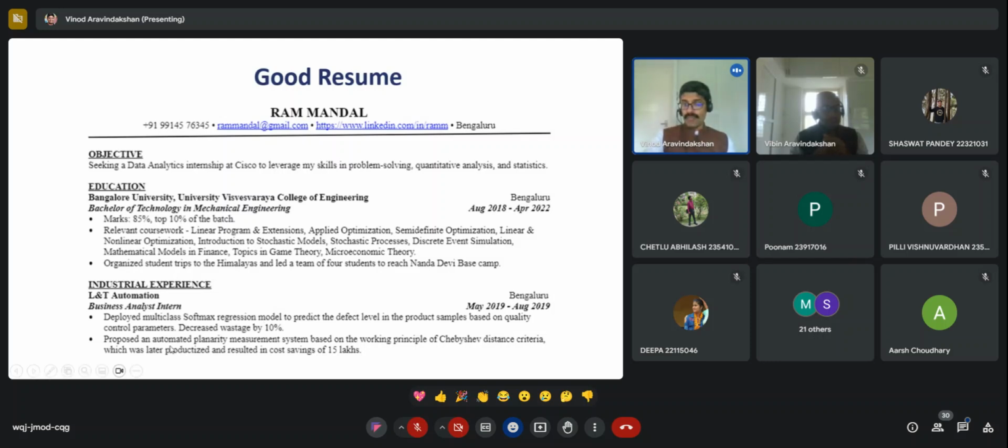Let's look at this point here. Proposed an automated planarity measurement system based on Chebyshev distance criteria. So they are getting into technical details. As a recruiter, I love it. And it also says that there's a cost saving of 15 lakhs. And I love this. When I read this, I'm like, okay, this person creates a lot of value for the company. It's not just about doing the task, but how does it help the company, right? That is what I want to know. And ideally, a metric should help me there.